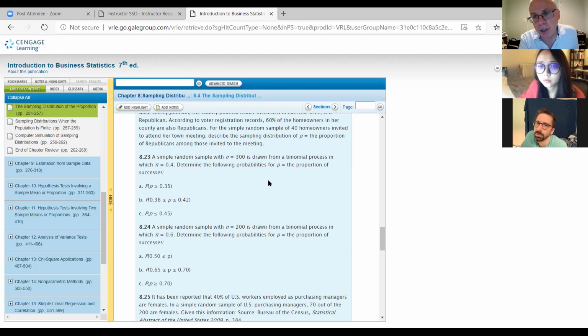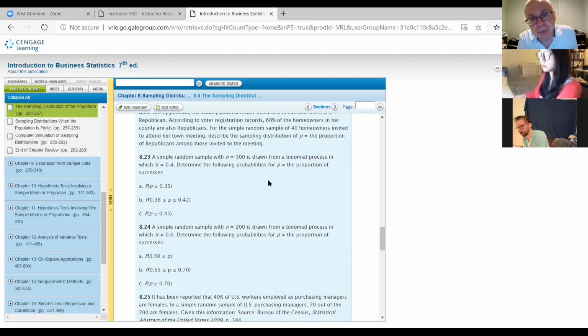n is 300 is not good enough. Because it's bigger than 30, not good enough with proportions. You have to multiply n times pi and n times 1 minus pi, and both of those products have to be at least 5. n times pi is 300 times 0.4. That's 120. n times 1 minus pi is 300 times 0.6. That's 180. They're both bigger than 5, so we can use the normal approximation for the sampling distribution.